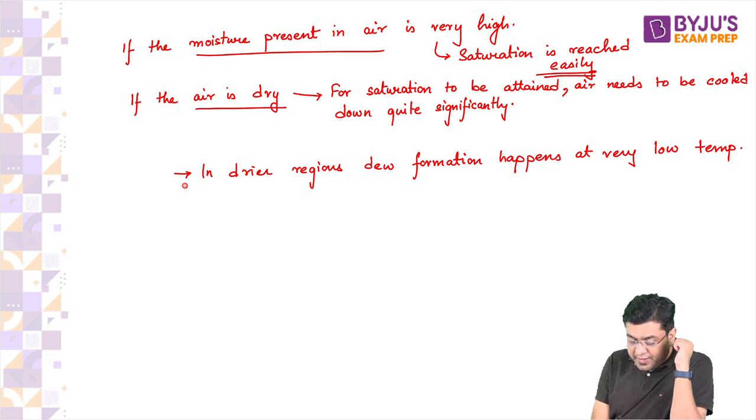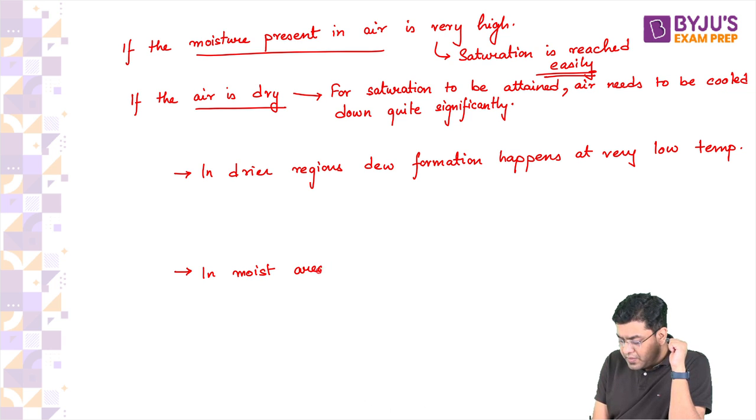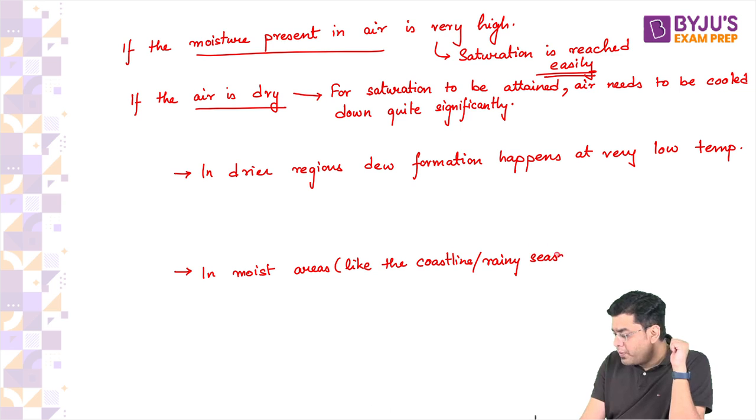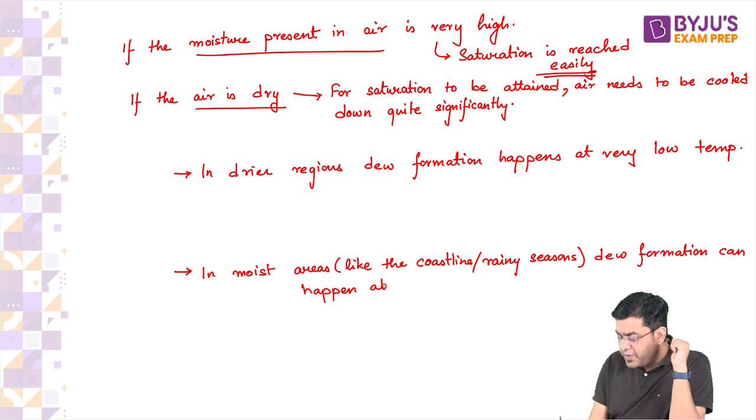In moist areas, like the coastline or rainy season, dew formation can happen at higher temperatures.